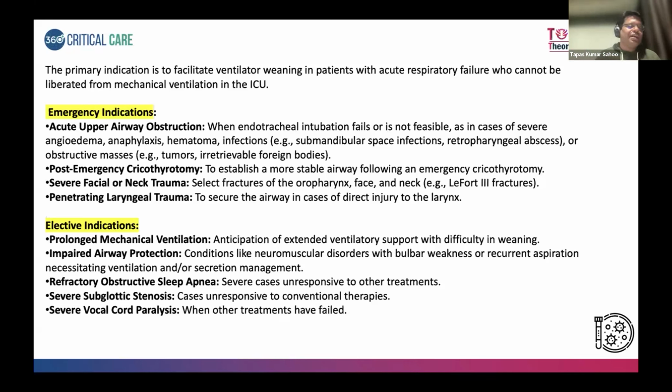Now, the elective indications, what we normally do. So prolonged mechanical ventilation, impaired airway protection, refractory OSA is again one of the indications for going for elective tracheostomy. Severe subglottic stenosis, severe vocal cord paralysis, where all other treatments have failed. This is the first method of classifying the indication.